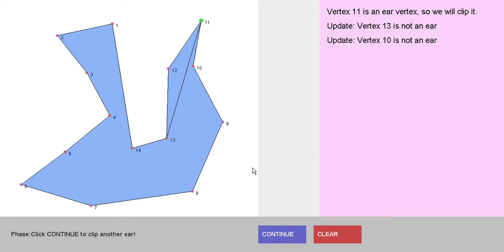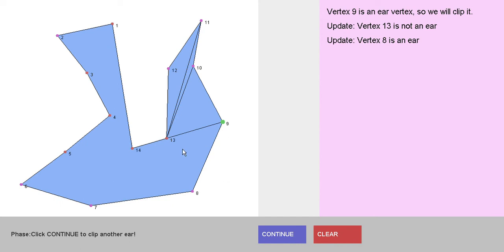11 is also an ear, because 10 can see 13. So it'll clip it there. So notice how it adds in the updates for what is going to happen. By the way, it's going to update regardless of whether it was or wasn't an ear before. It always is going to check on the previous and the next vertex.